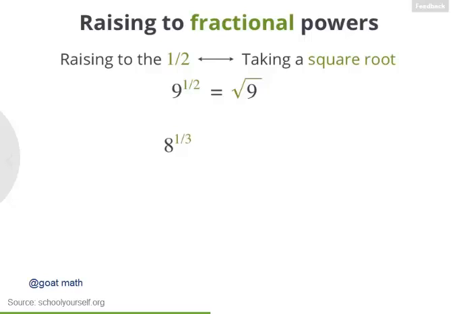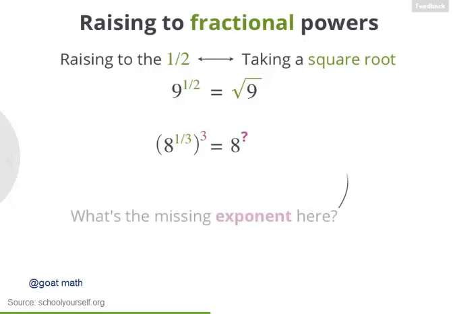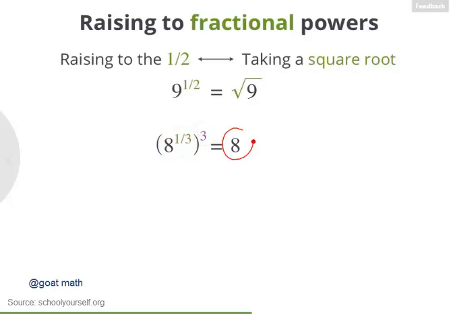Well, starting with 8 to the 1/3, let's then raise it to the 3rd power. This expression equals 8 raised to another power. So once again, find the missing exponent. Exactly, 1/3 times 3 equals 1. So this is 8 to the 1st power, or 8. So whatever 8 to the 1/3 is, when you cube it, you get 8.